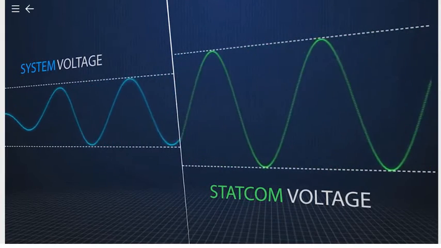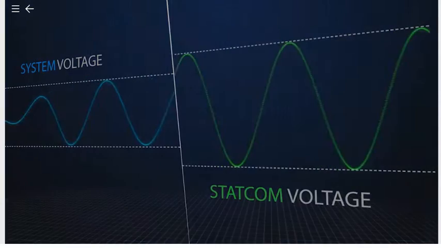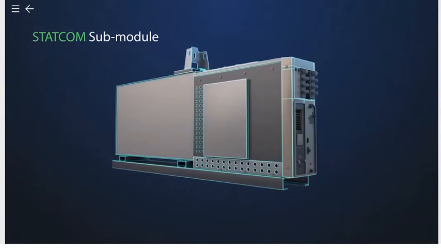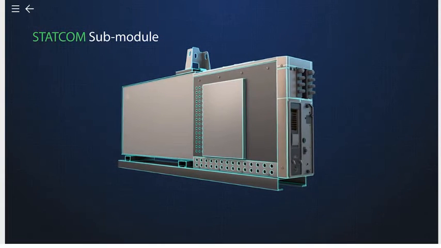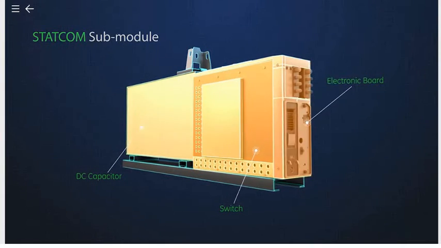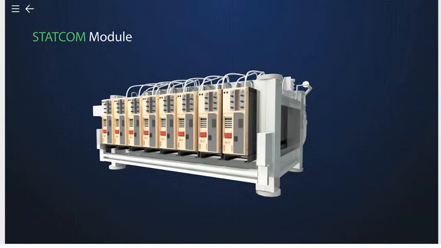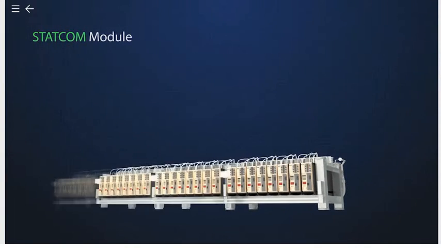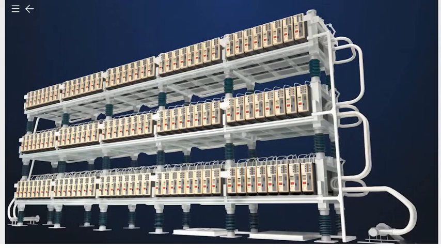So how does the STATCOM generate these waveforms that control the reactive power output? The basic building block of the STATCOM is the valve submodule. Each submodule consists of a pre-charged DC capacitor, a high-speed switch, and electronic boards for protection and communications. Typically, there are 5 to 8 submodules stacked together to form one valve module. Several modules connected together form a complete valve for one phase of the STATCOM. These are generally stacked 3 high to form a 3-phase system.